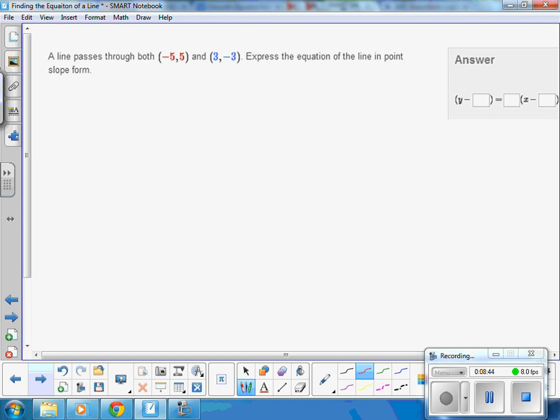Okay, y minus y. So I'm going to have 5 minus a negative 3, and a negative 5 minus 3. That's equal to 8 over negative 8, which is a negative 1. That's my slope.